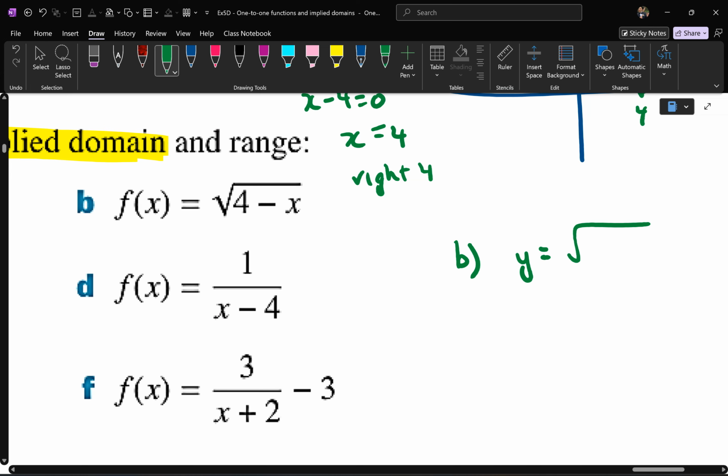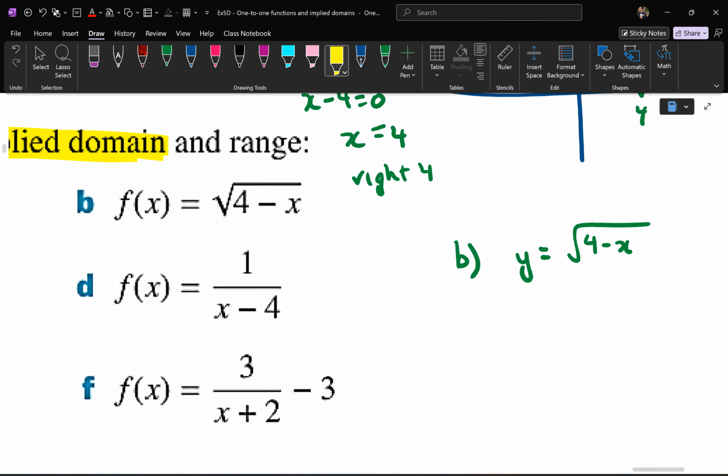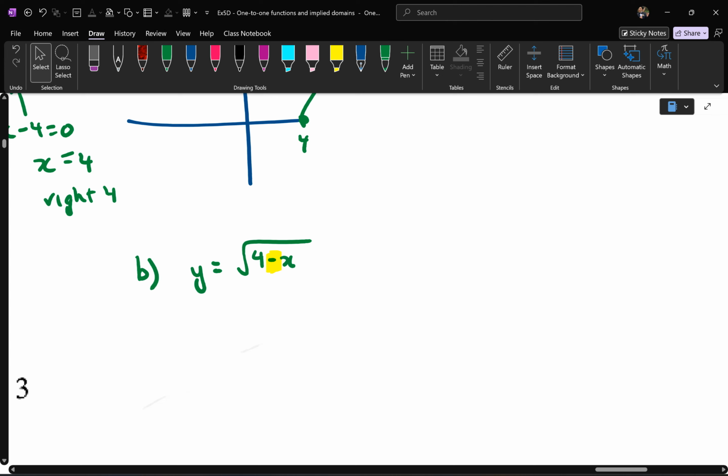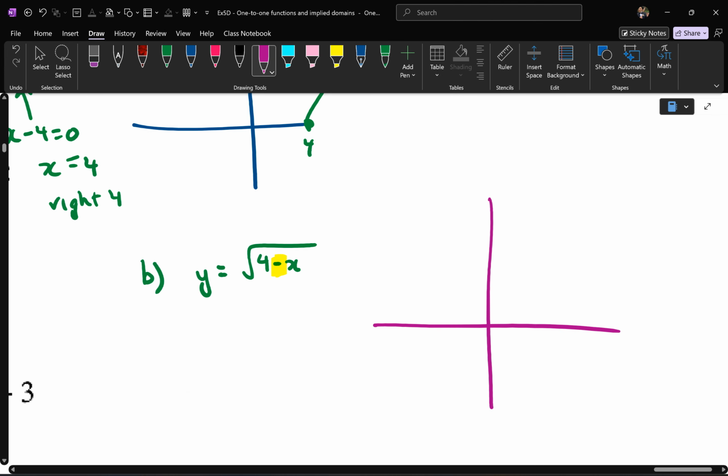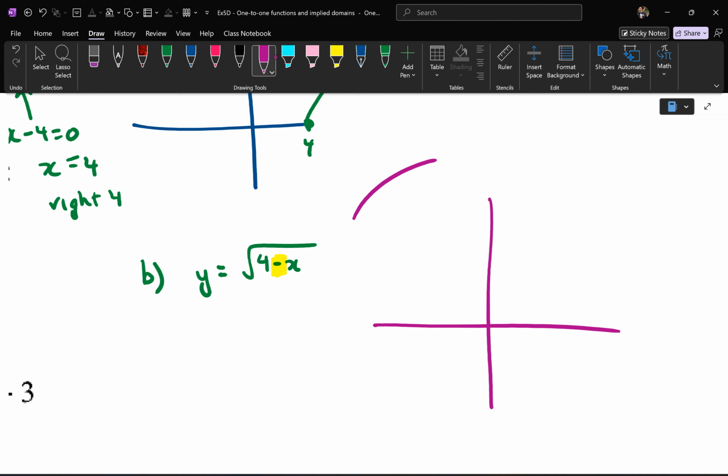y equals the root of 4 minus x. Be careful of that minus. What does this graph look like? It's a square root. It's good. So it has that shape. But let's work out, does it move left or right? Right. This moves to the right by 4 if you solved it. So 4 minus x equals 0. Add x on both sides. x equals 4. So it moves to the right by 4. So right by 4. Great.